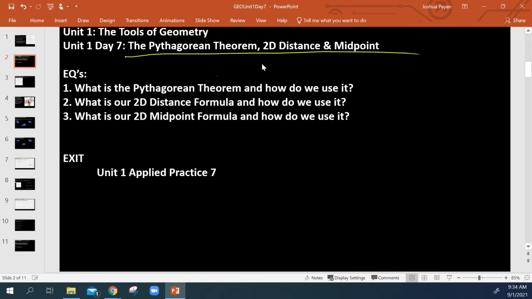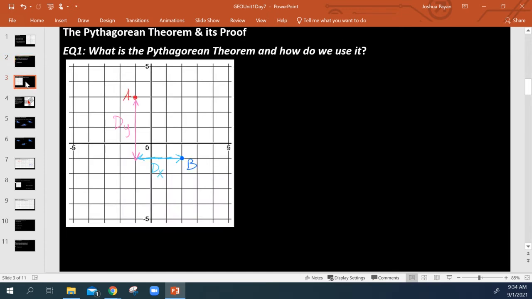Okay, so here's our EQ. What is a Pythagorean Theorem, and how do we use it? What's our two-dimensional distance formula, and how do we use that? And what is our 2D midpoint formula, and how do we use it? Okay, so to get started, let's start with EQ1. What is the Pythagorean Theorem?